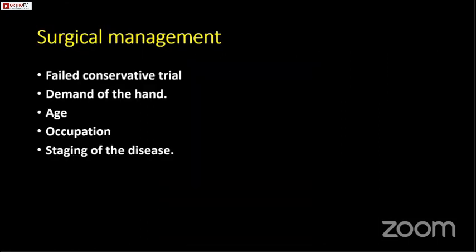So having said that, if all the conservative trials fail, like local steroid injection, activity modification, splintage, and the patient continues to have a problem with the pain, not able to do the activities of daily living, surgical management comes next. It all depends on what surgery you are offering. It depends upon the demand of the hand, what the occupation is, what the age is, and how he is going to use the hand in the future. Of course, the staging of disease is the foremost important thing in offering any treatment.